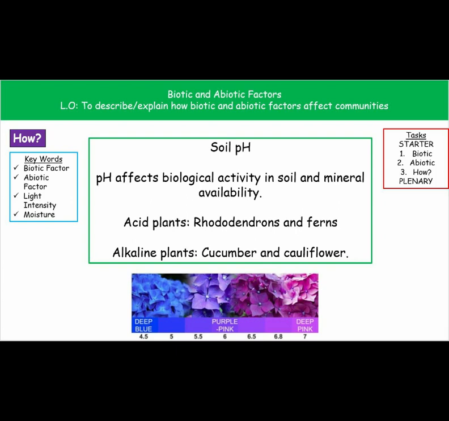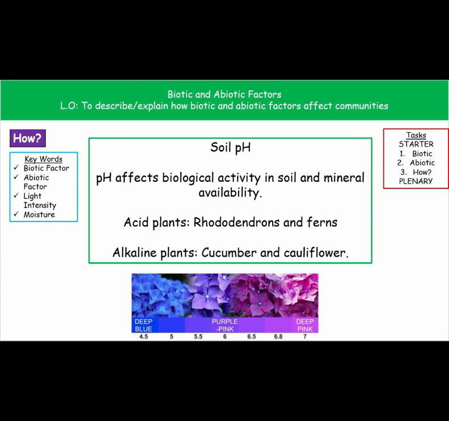Now, what we actually find then is the reason pH is of concern to us is that it's going to actually affect the biological activity in the soil. So that means it's going to affect what's able to actually live there first of all. But in addition to that, it also affects what minerals are available in what quantities. So varying the pH is going to determine what can actually survive in those different soils.